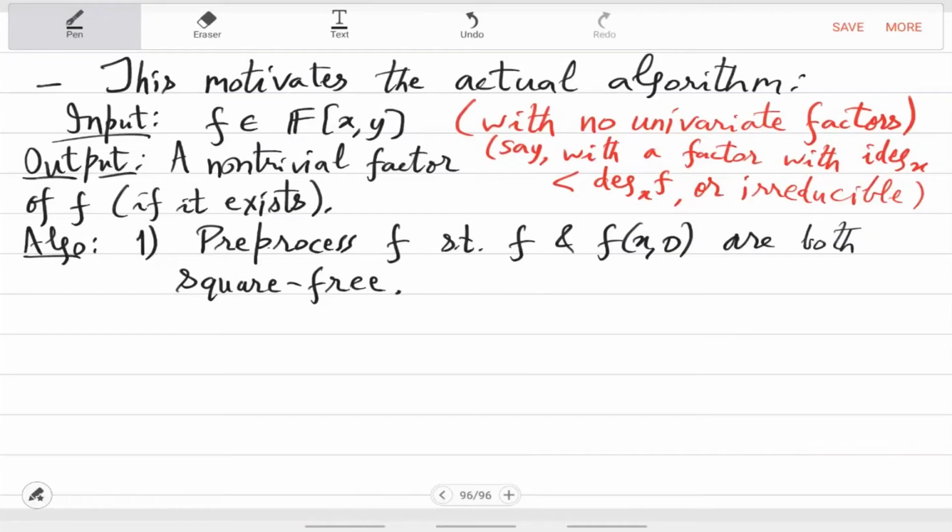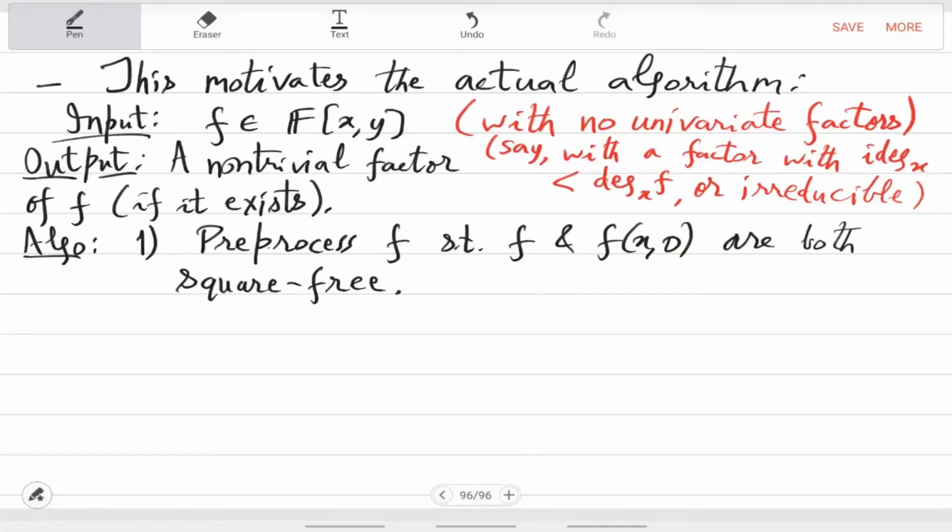It may happen that f is square free, but at y equal to 0 it is not square free. So in that case, we have to shift y and make it y minus alpha, and that alpha we have to find. Now, why will it exist? How will we find it? Those things we will see in detail.